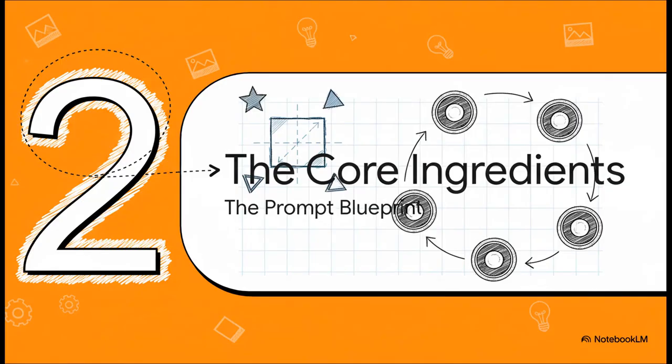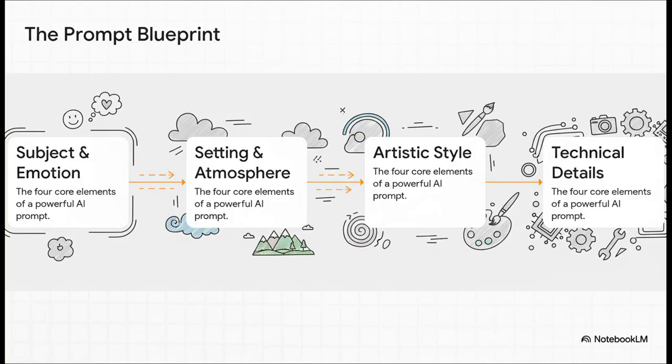Okay, so let's get right into this structure. I want you to think of every great AI photo prompt like it has 4 core ingredients. If you get these 4 things right, you are 90% of the way there. And here they are. First up, the subject and their emotion. Second, the setting and its atmosphere. Third, the artistic style you're going for. And finally, number 4, the technical details that give it that professional polish. This right here, this is our blueprint. So let's break each one down.